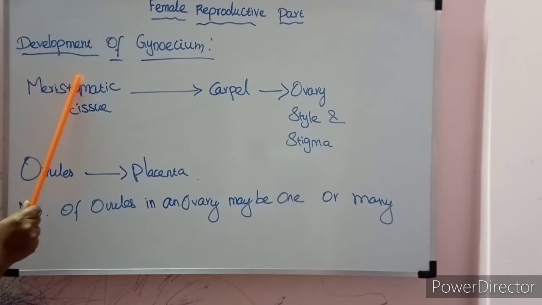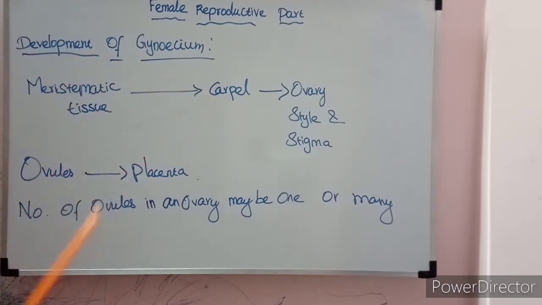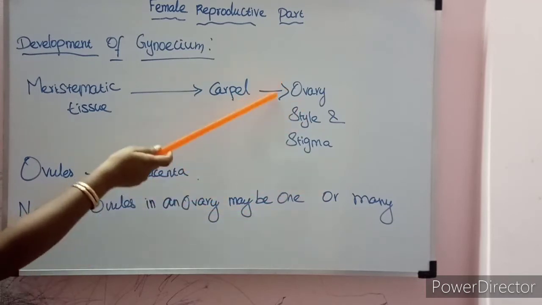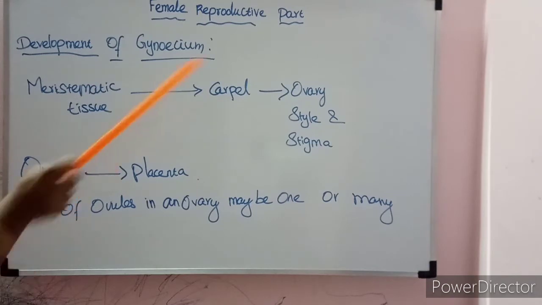The next one is development of gynoecium. How is the gynoecium developing in the flower? Before the flower formation, that condition is called a floral primordium. In the floral primordium stage, the meristematic tissue shows small papillate outgrowths. That outgrowth will form a carpel. Next, the carpel differentiates into ovary, style and stigma. Once ovary, style and stigma formation happen, the ovules will form inside the ovary.